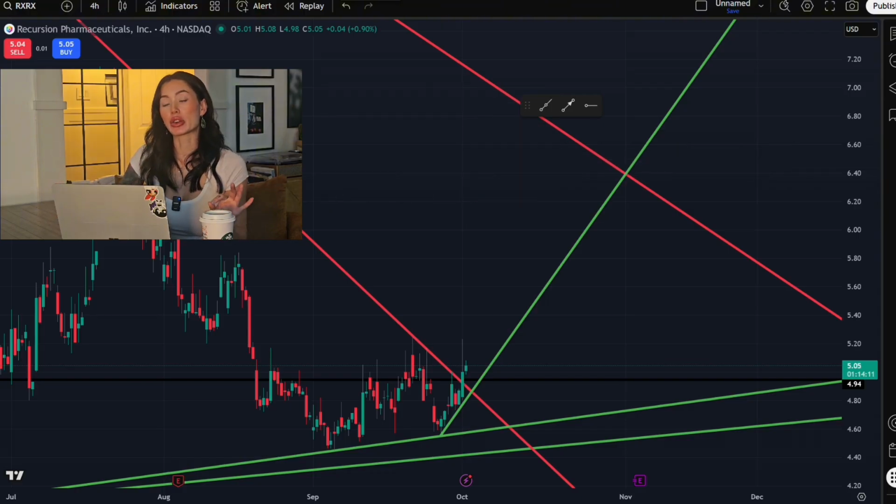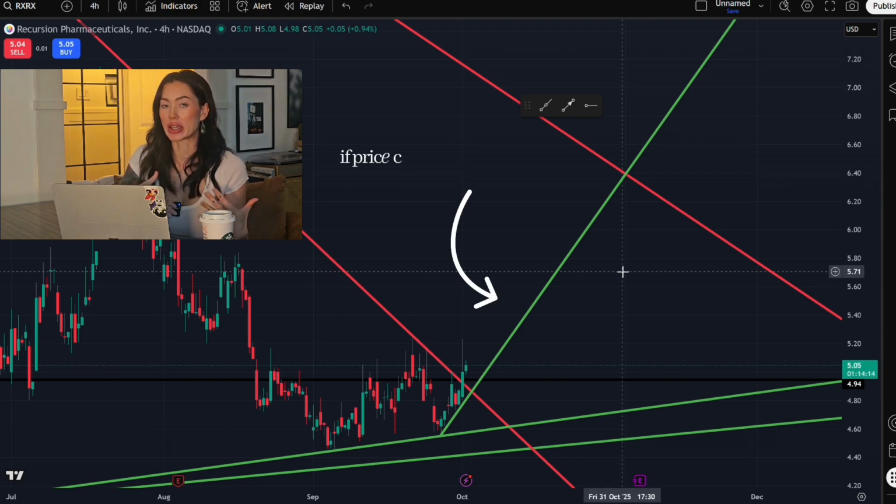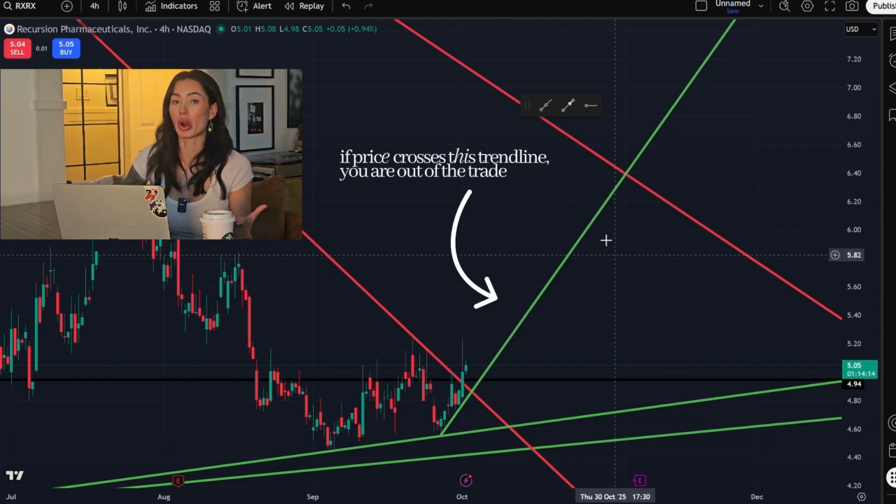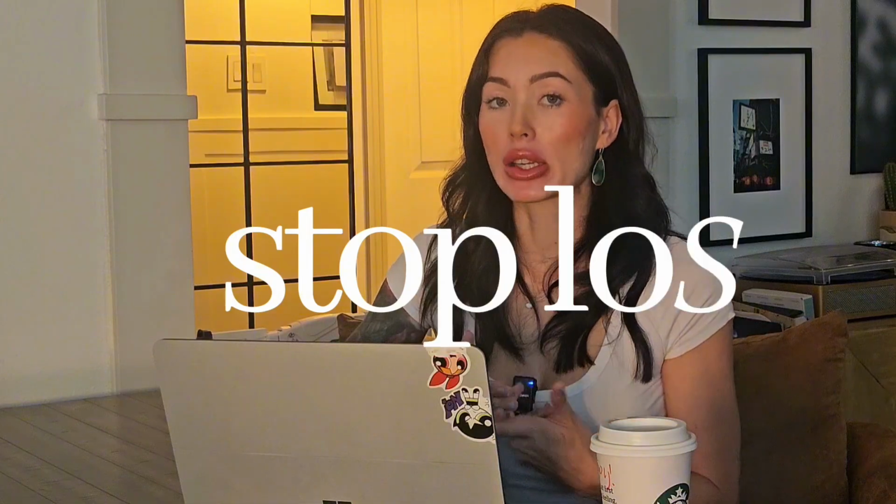Your risk then goes on the other side of the opposing trend line. So that would be your risk management, how much you're willing to lose if the trade doesn't go your way. As a beginner, you always want to set a stop loss in TradingView. So that way you can have peace of mind that if you do walk away from the charts, it's not going to liquidate your entire account.